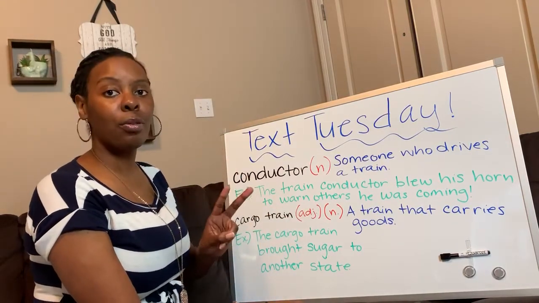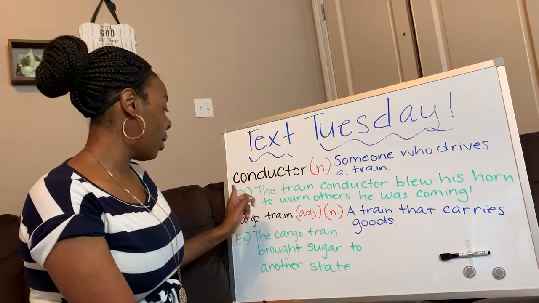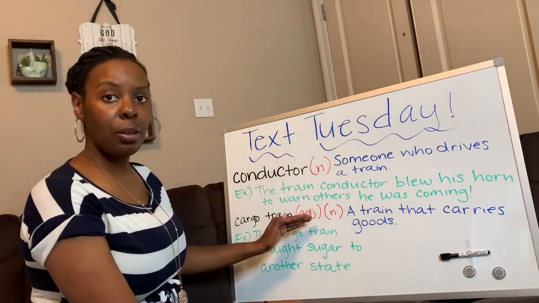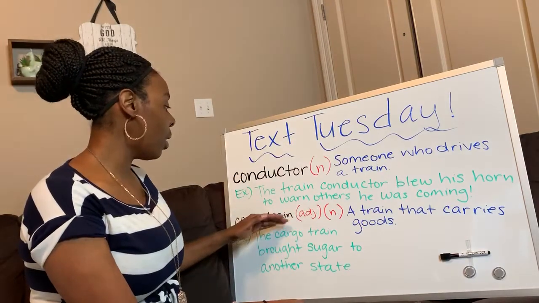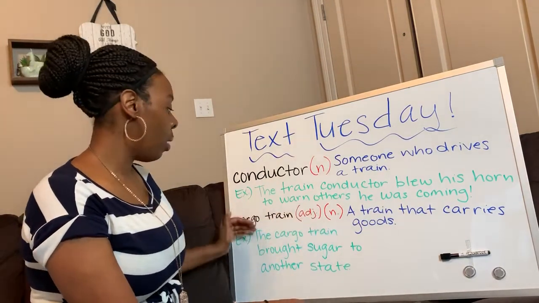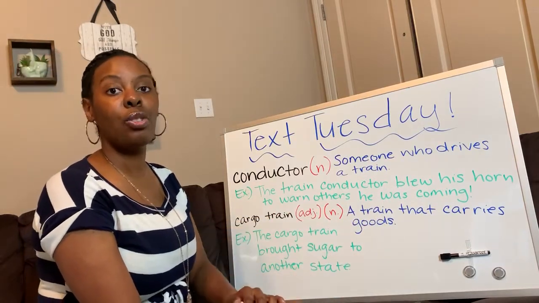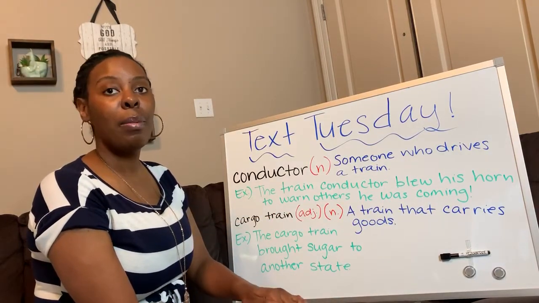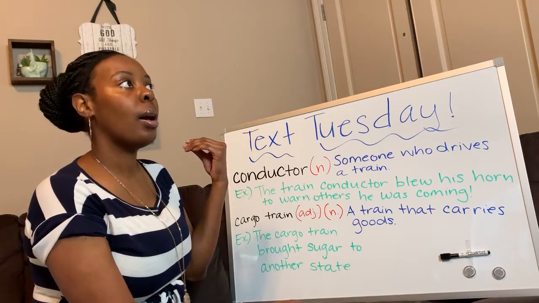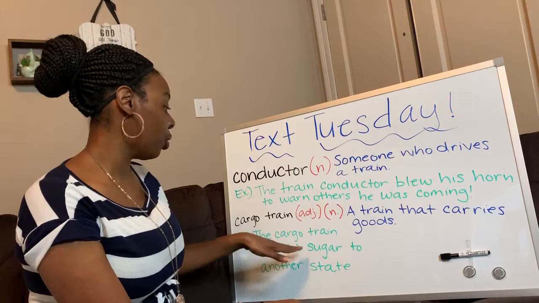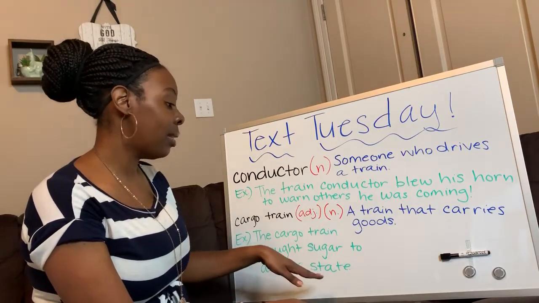There are 2 types of trains. The first one we're going to talk about right now is a cargo train. So the word cargo is an adjective, and the word train is the noun. So a cargo train is a train that carries goods. So like things you see in the stores, maybe lumber, or just things like that. For example, the cargo train brought sugar to another state.